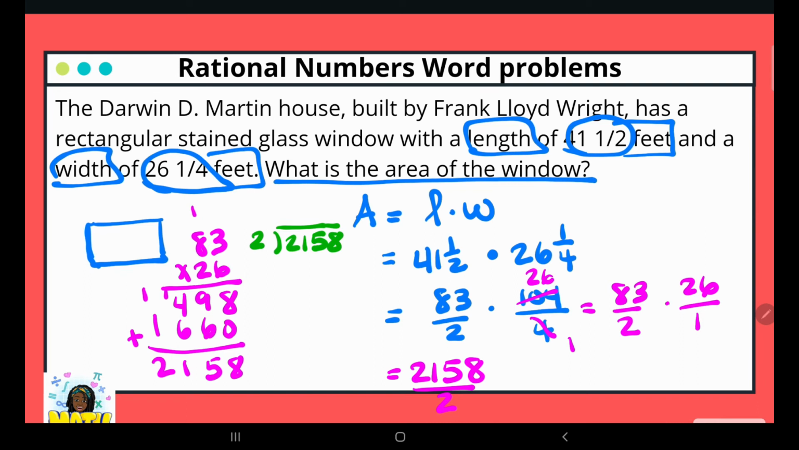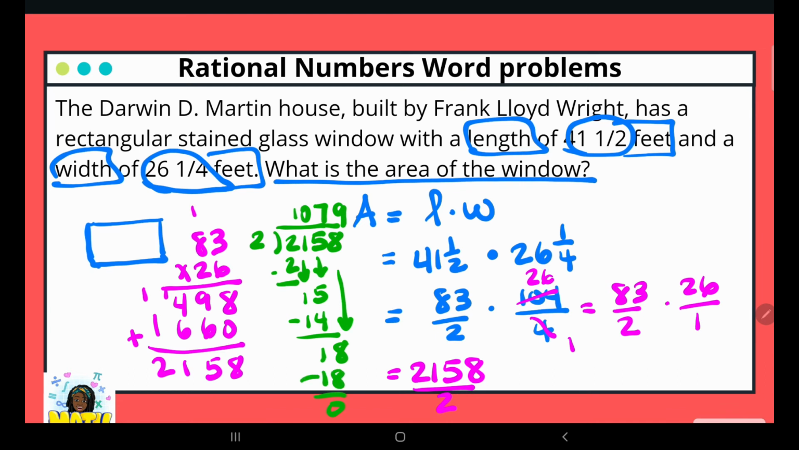2 goes into itself once. I bring down my 1. 2 does not go into 1, so that's going to be 0. And then I bring down my 5. 2 goes into 5 2 times, 2 times 2 is 4, with a remainder of 1, and I bring down my 8. 2 into 18 is 9 times.